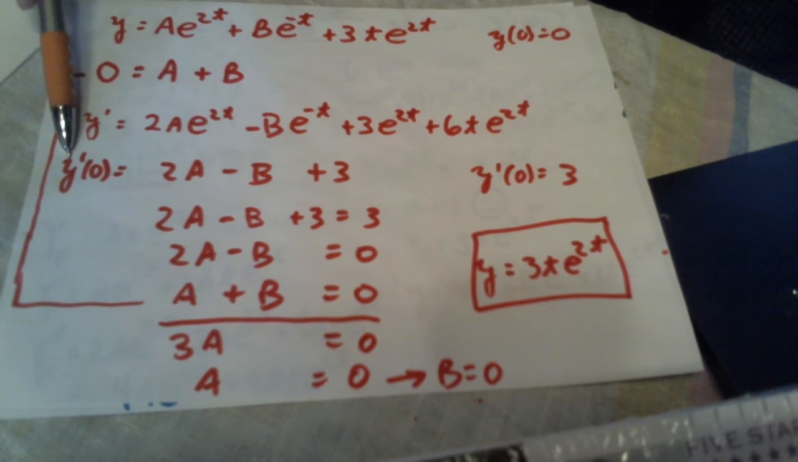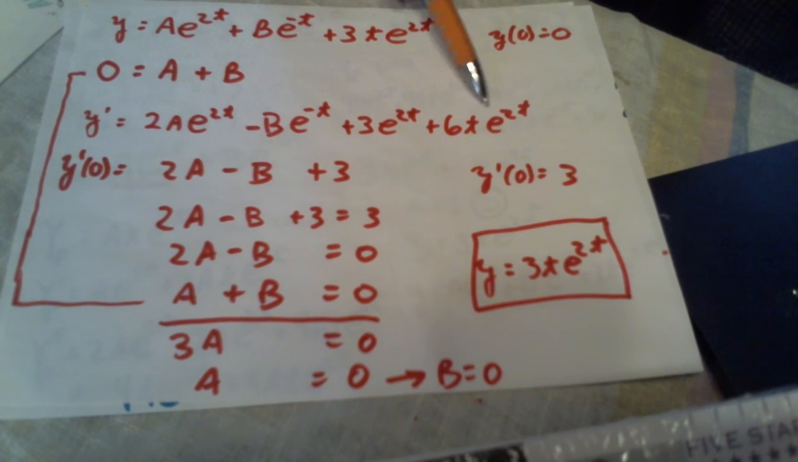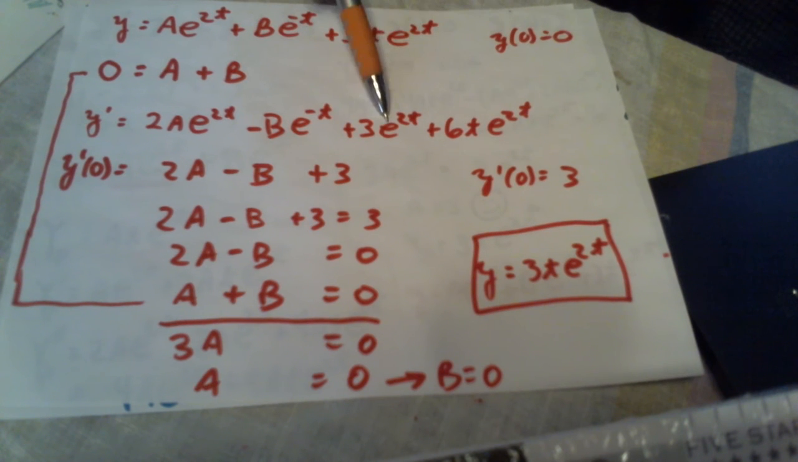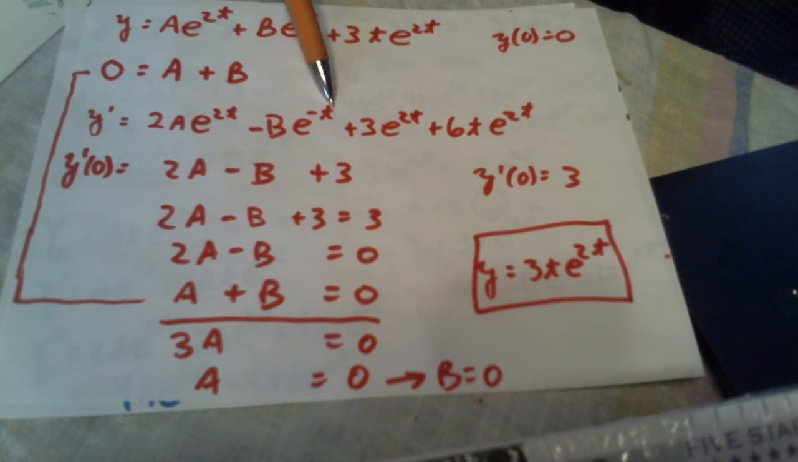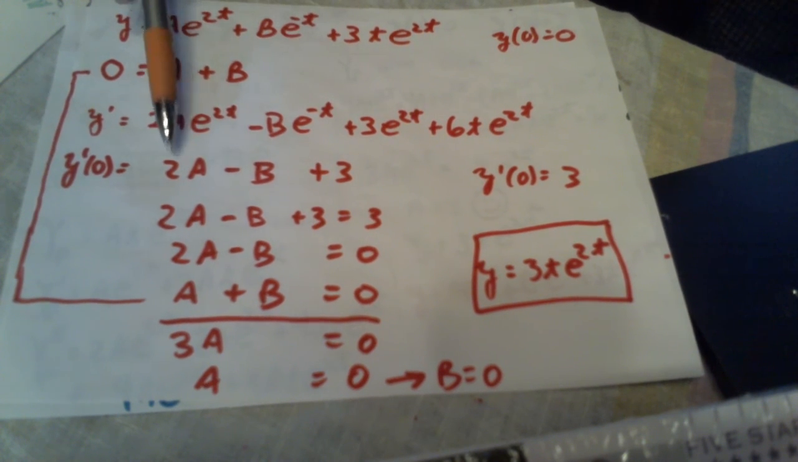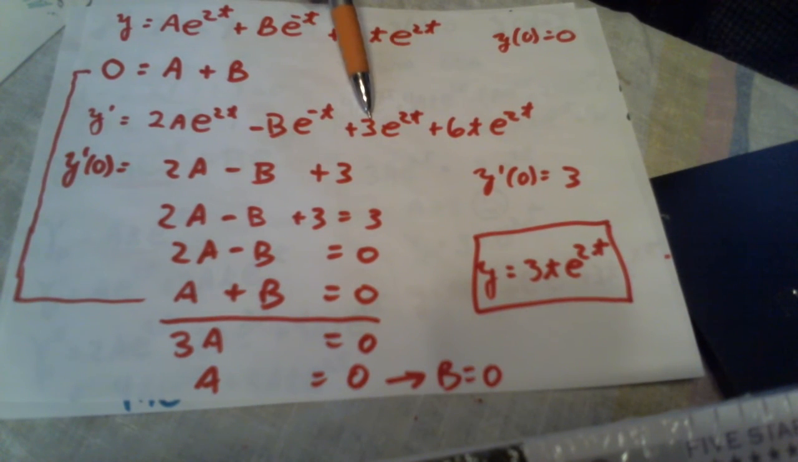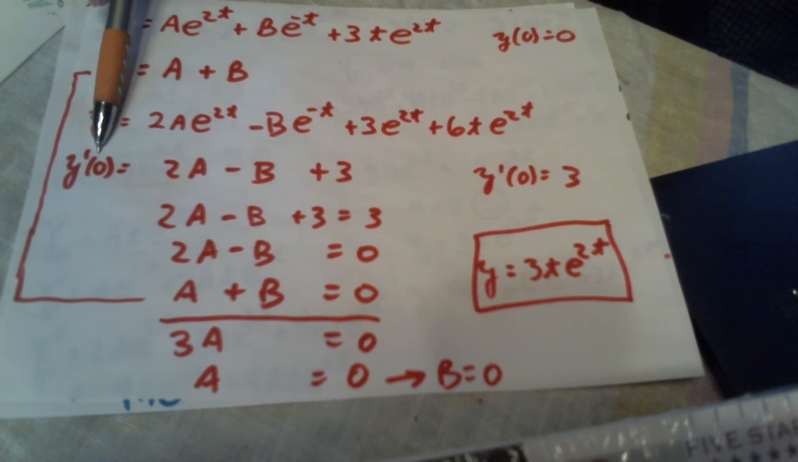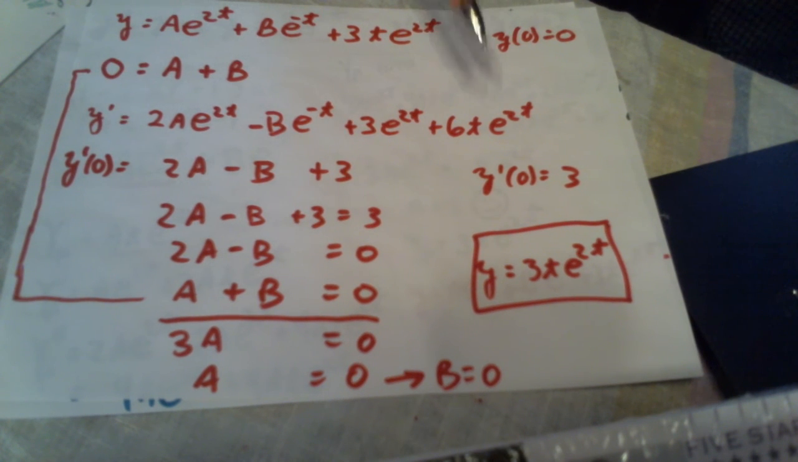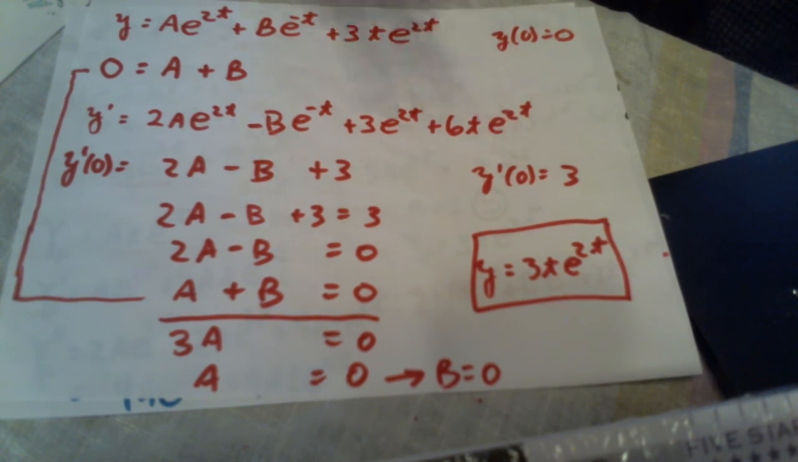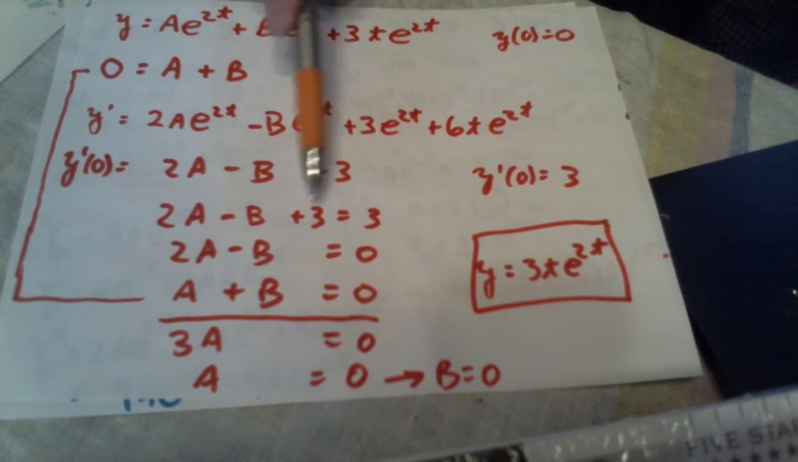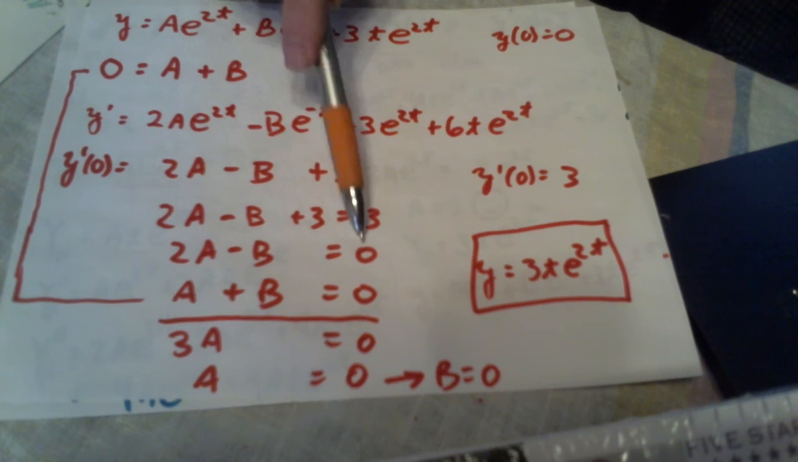Now I do y prime of 0. All the t's go to 0. This term vaporizes. All the e to the 2t's and e to the negative t's become 1s. So I have 2a minus b plus 3. That survives, and that's equal to y prime of 0. Y prime of 0 was known to be 3. That was our initial condition. So 2a minus b plus 3 equals 3. Subtract the 3's: 2a minus b equals 0.